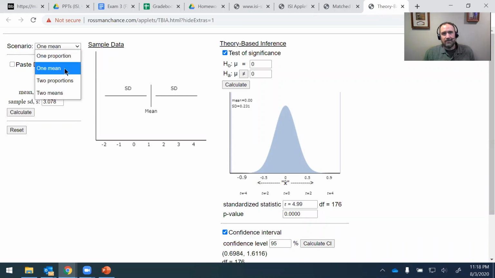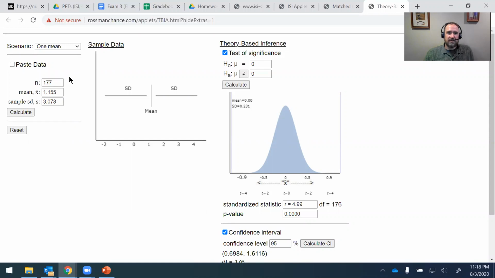Now you might say, but we've got two things. We got the pre-body fat and the post-body fat, so we want two means. Well, we're actually not interested in those individually. We're interested in the differences between those. And so we really just have one variable we're interested in, the differences in body fat. How many pairs do we have?